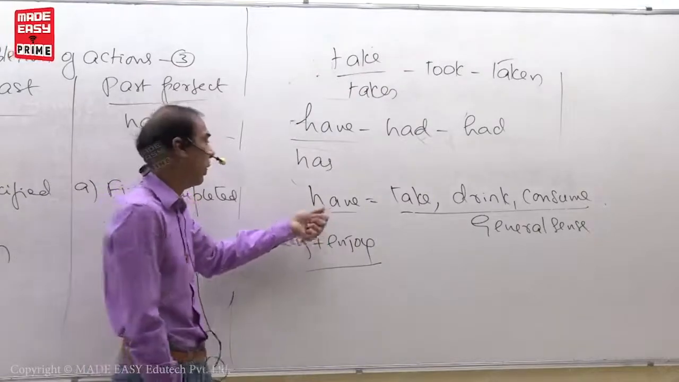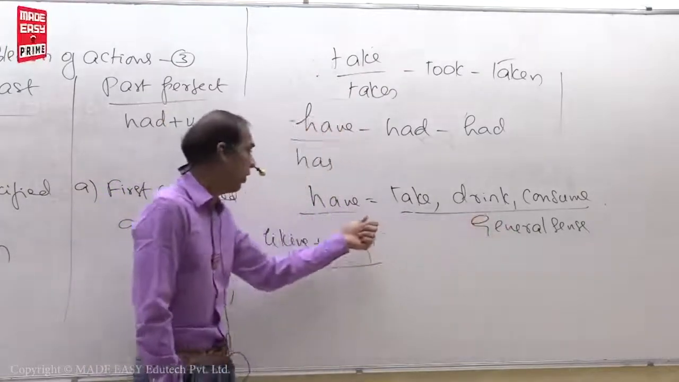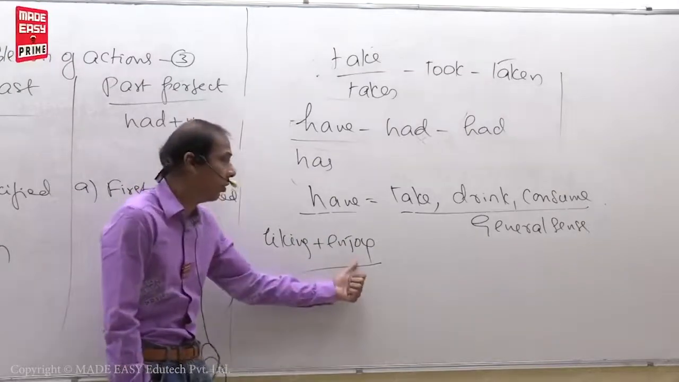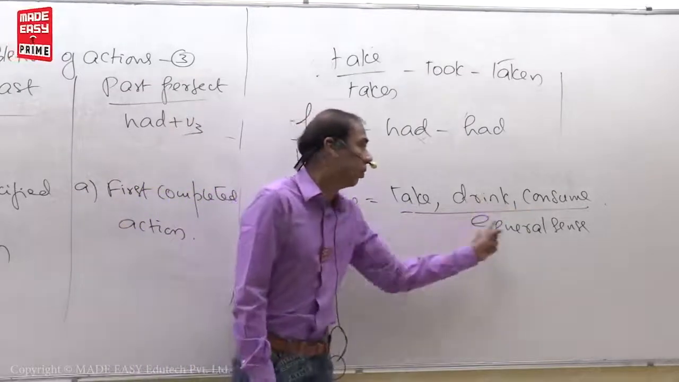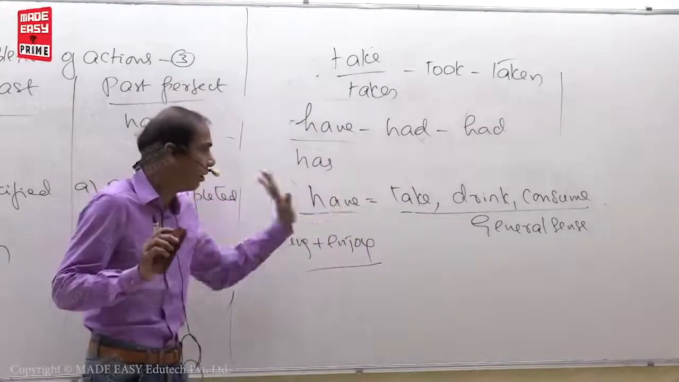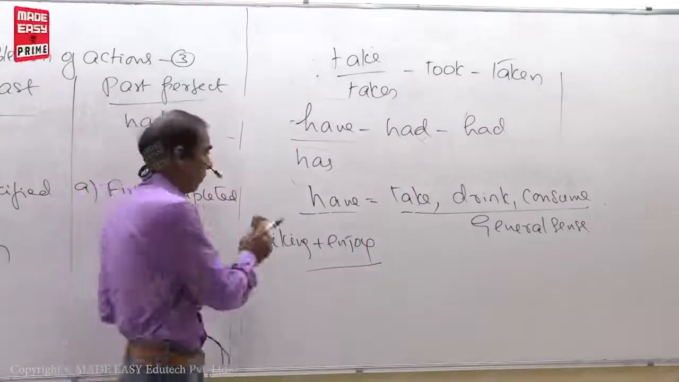But what is the difference between have and these three? Have is used with the sense of liking and enjoying. Take, drink, consume. These three are used in a general sense. That's it. This is the meaning. Now observe.